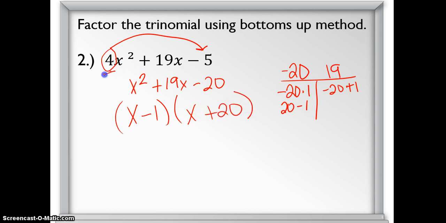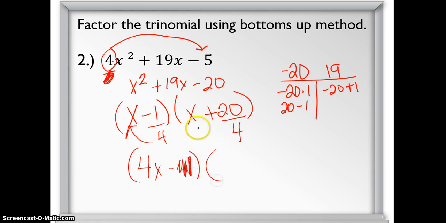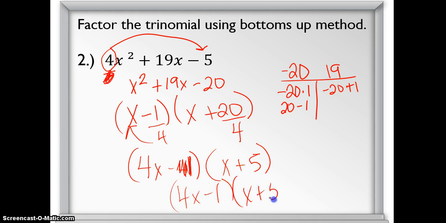This is where you do your bottoms up again. You take your coefficient and divide each one of these by 4. 1/4 can't be reduced, so you move it in front of the x, and it's 4x minus 1. Then right here, this can be reduced, so now you have x plus 5. So your final answer is 4x minus 1 times x plus 5.